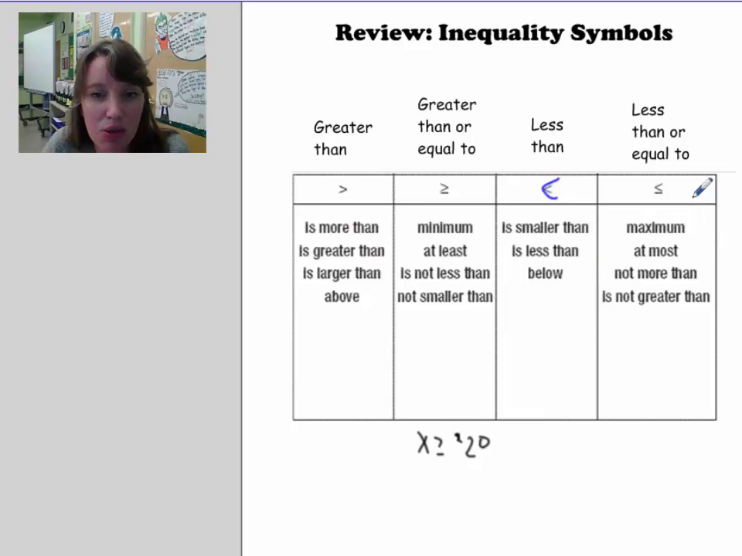Less than or equal to, so this inequality is not strict. Maximum, at most, no more than, and is not greater than. So this is a very handy chart in order to translate verbal inequalities into the symbols that are needed to express them algebraically.